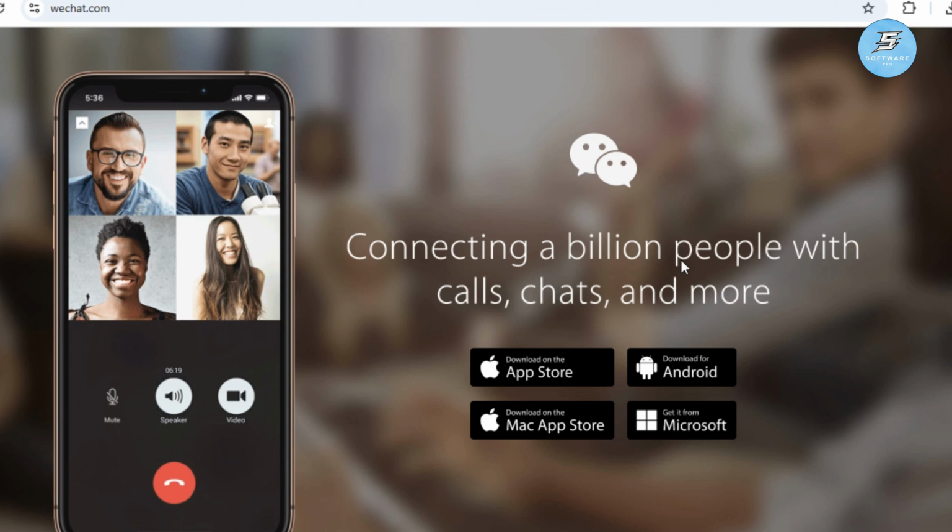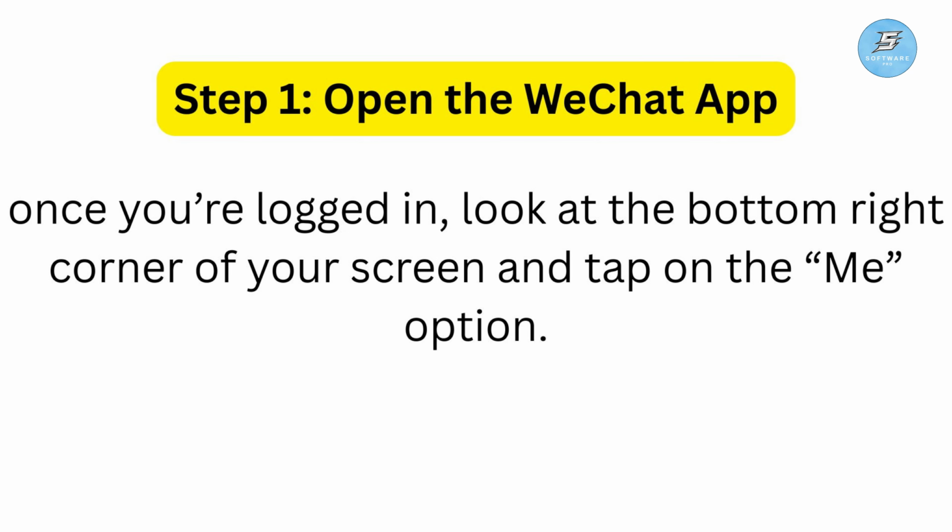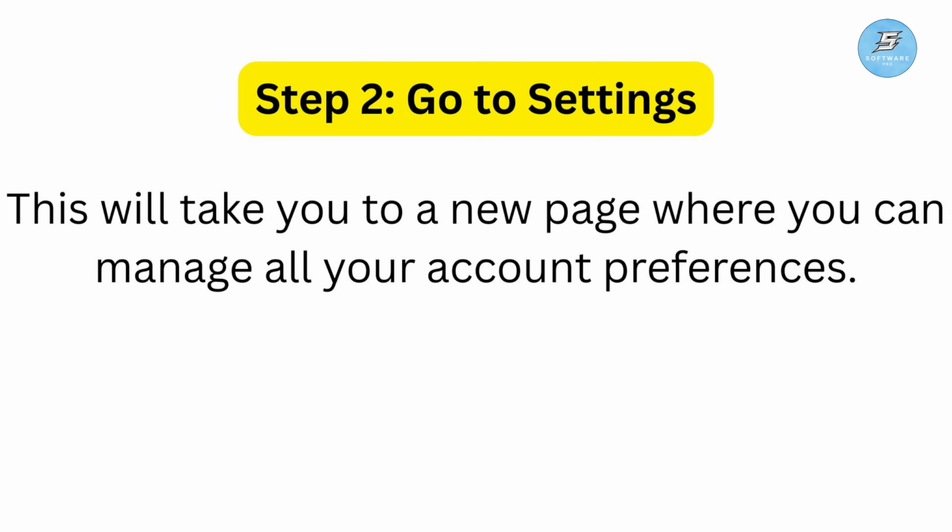First, open up the WeChat app on your phone and log into your account. Once you are logged in, look at the bottom right corner of your screen and tap on the Me option. After tapping on Me, you will see a few different options. Now simply tap on Settings. This will take you to a new page where you can manage all your account preferences.